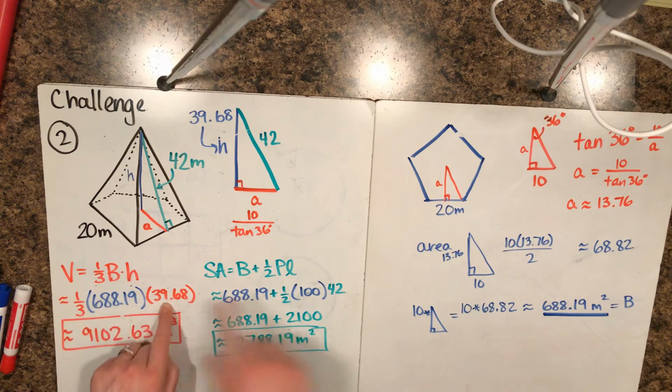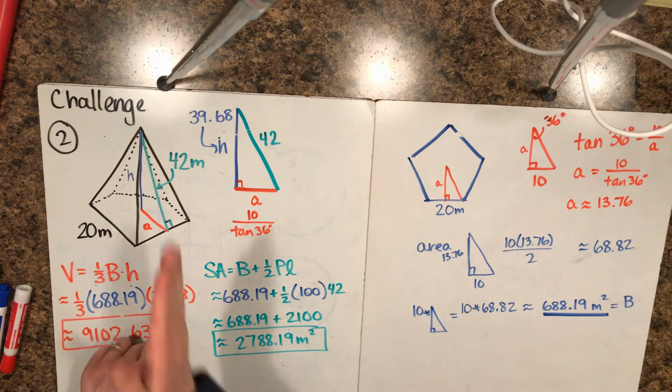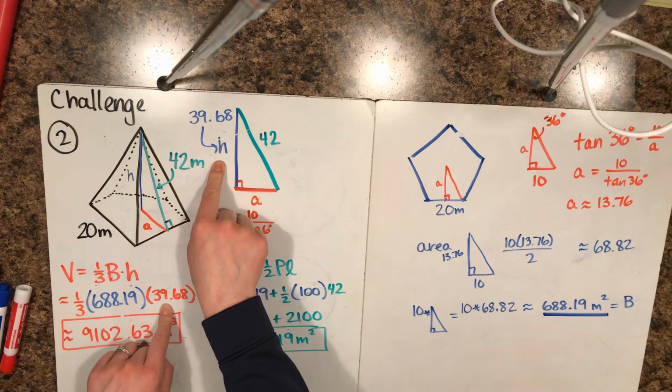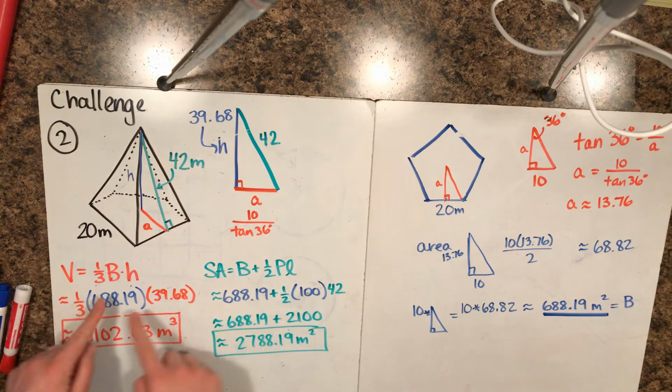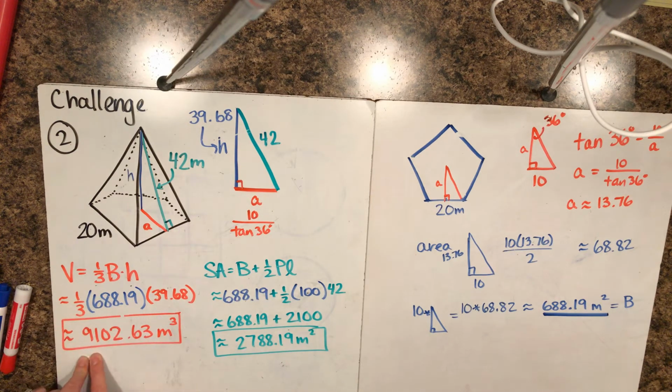So one-third times the area of the base shape, which I found over here, times the actual height of the pyramid here. Plug it into my calculator, I get 9,102.63 meters cubed. If you got something close and your work matched up and you just had slightly different rounding errors, then you did fantastic.